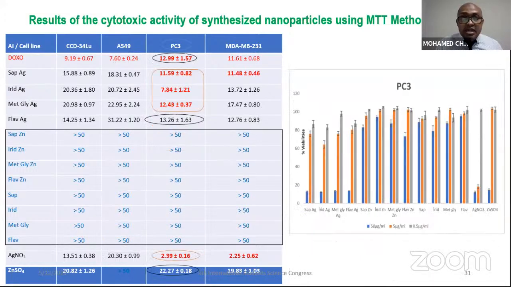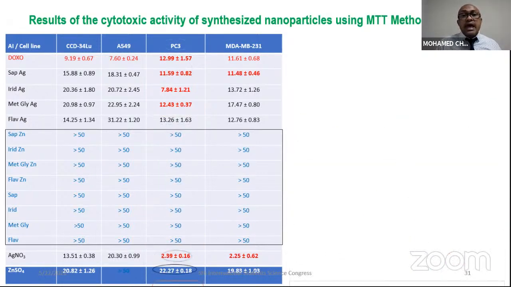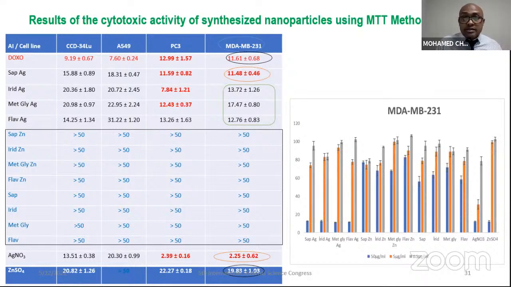Coming to the prostate, here we have a significant result, because when we compare the saponin silver and the iridoid silver and the methyl glycoside silver nanoparticle to the doxorubicin as a positive control, we find it's low, which is better. And we see here maybe it's been affected by the silver nitrate, because it's given 2.35, and it's a good result for that. Coming to the breast human cancer cells, also for the saponin silver, it's given a good result, which is lower than the doxorubicin.